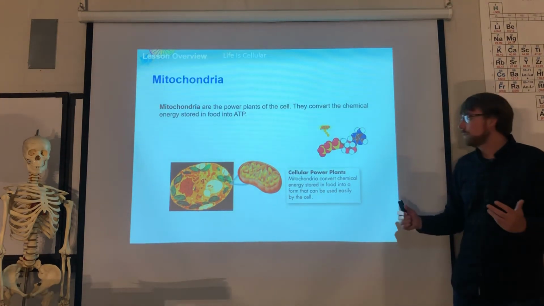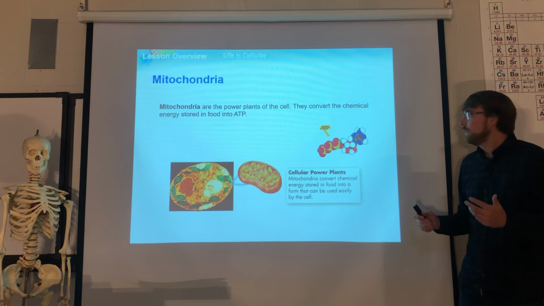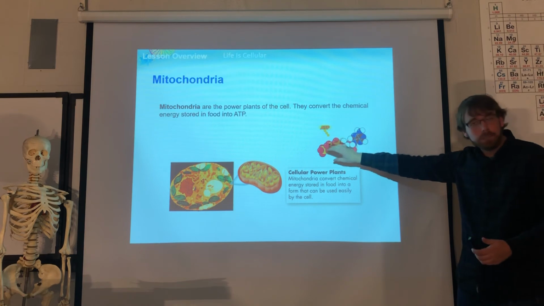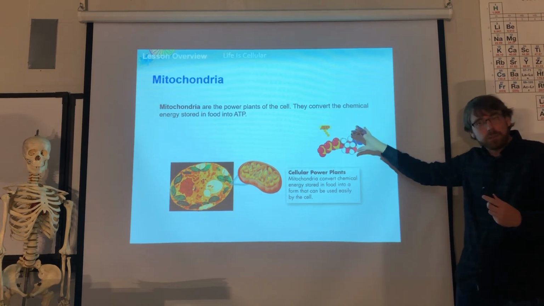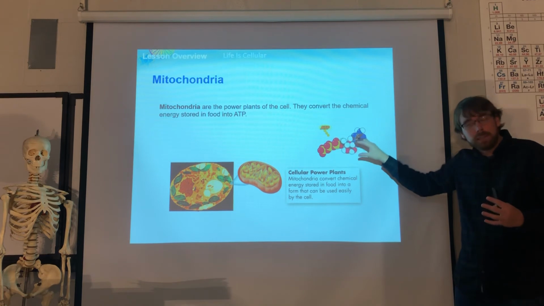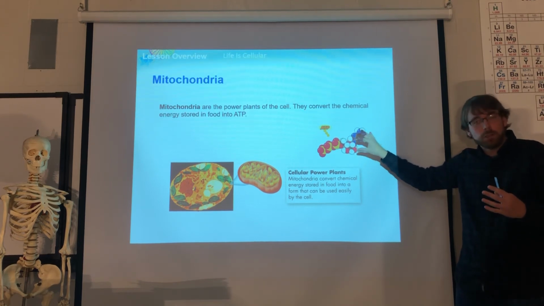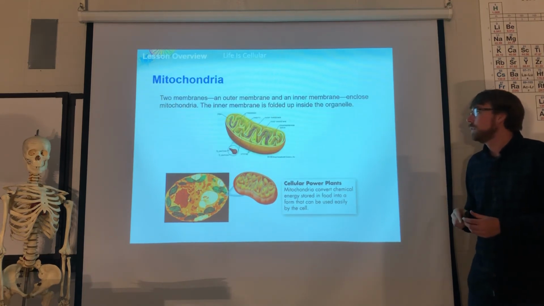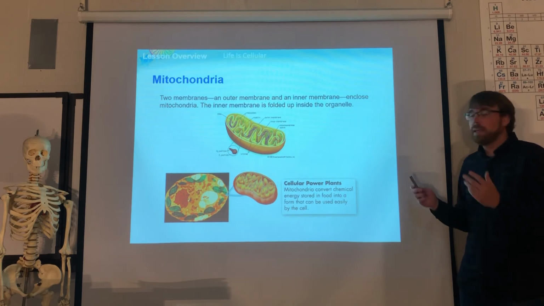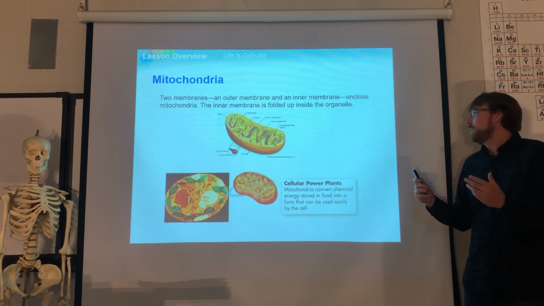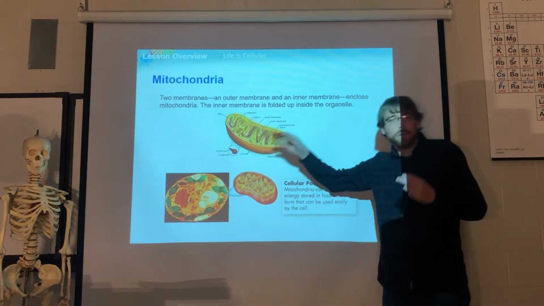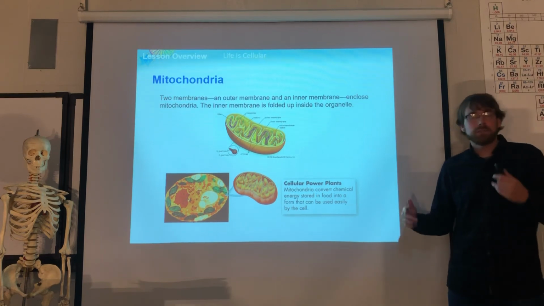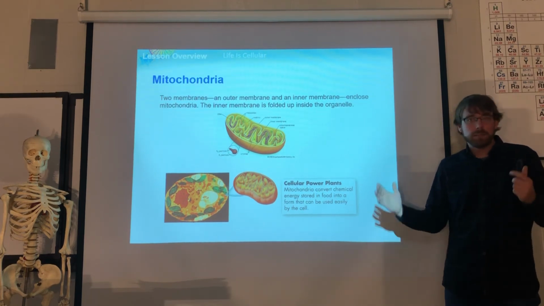Mitochondria are the powerhouse of the cells. They convert the chemical energy stored in food into this substance, ATP. ATP is what your body uses for immediate energy. You have used billions of ATP molecules since you started to listen to this video. Mitochondria have an inner and an outer membrane. The inner membrane is folded up a whole bunch. We are going to have a whole chapter on the chloroplast. We're going to have a whole chapter on the mitochondria because the functioning of these two organelles is critical to life.